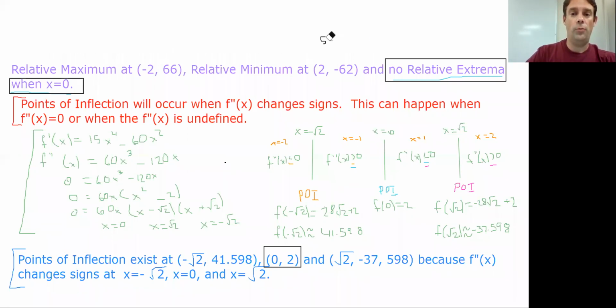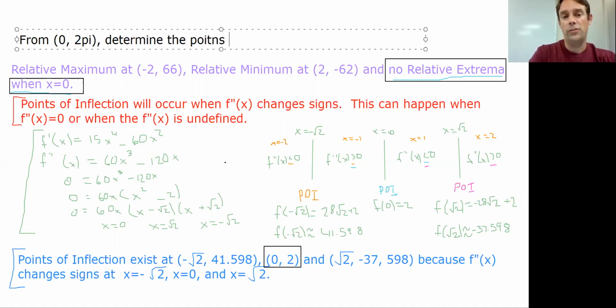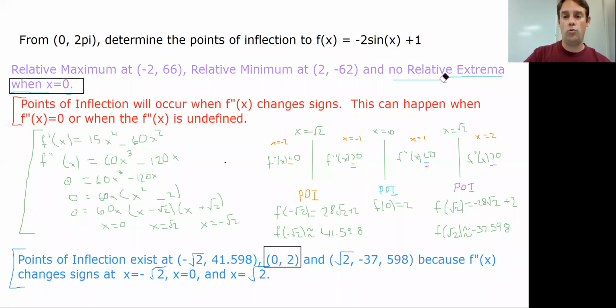All right, let's try one more here just to really make sure we have this down. I'm pretty sure you got a pretty good idea what equation I'm going to pick here. From 0 to 2 pi, determine the points of inflection for f of x equals negative 2 sine of x plus 1. All right, go ahead and pause the video, and then we'll take a look at it here and call it a day.